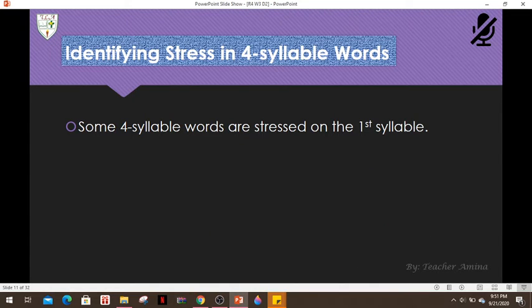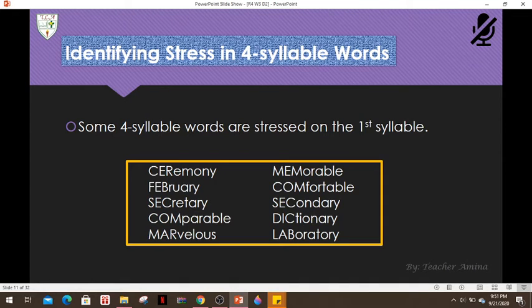Some four-syllable words are stressed on the first syllable. I have here some examples: ceremony, February, secretary, comparable, marvelous, memorable, comfortable, secondary, dictionary, and laboratory.